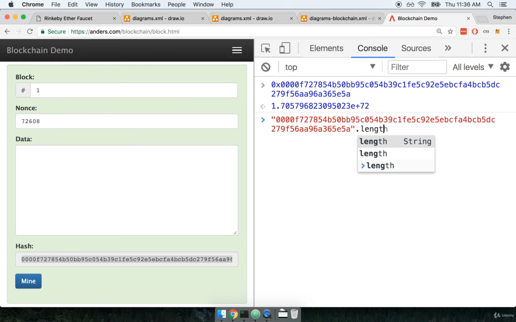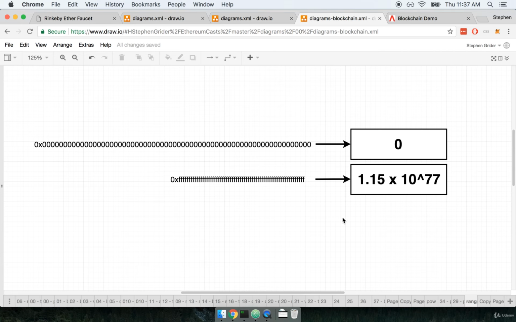And I can do a dot length. And you'll see that it is in fact 64 characters long. So if we imagine the entire range of numbers that can be encoded inside of that 64 character string, it can range all the way from all zeros, which would represent a base 10 value of 0, or it could be all Fs, which in hexadecimal would end up as being something like 1.15 times 10 to the 77th.